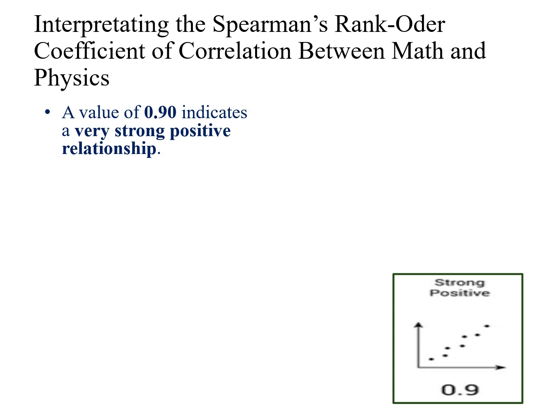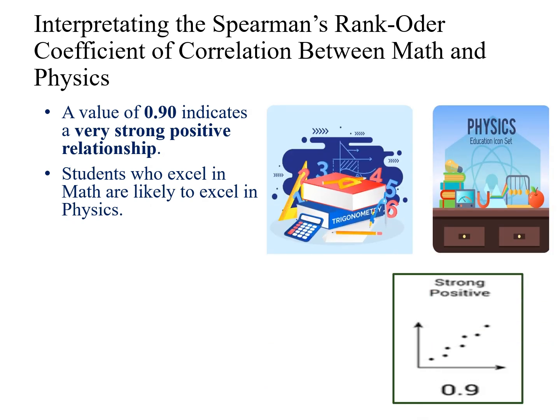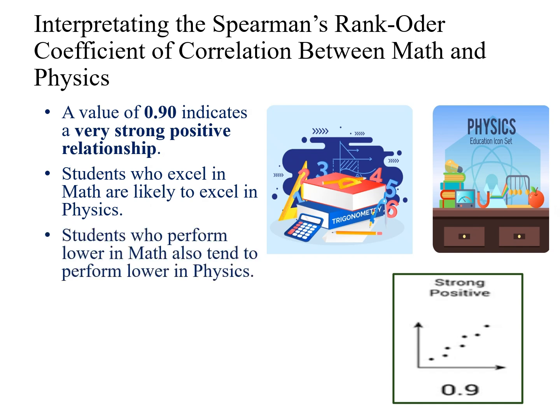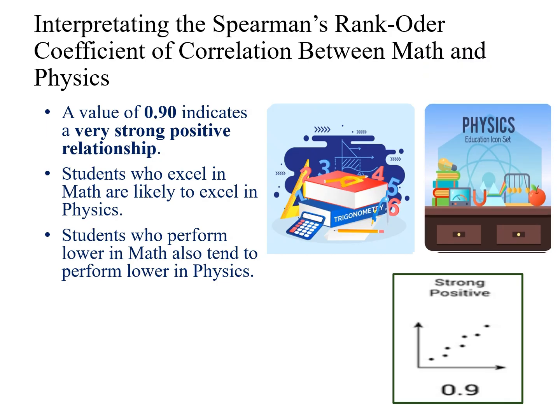The slide further emphasizes this as very strong. This means that students who perform well in mathematics are highly likely to perform well in physics. This statement reinforces the practical implication of the strong positive correlation. It suggests a consistent pattern where high achievement in one subject is associated with high achievement in the other. Conversely, students who perform lower in math also tend to perform lower in physics. This suggests that if students struggle in math, then they are also likely to struggle in physics.